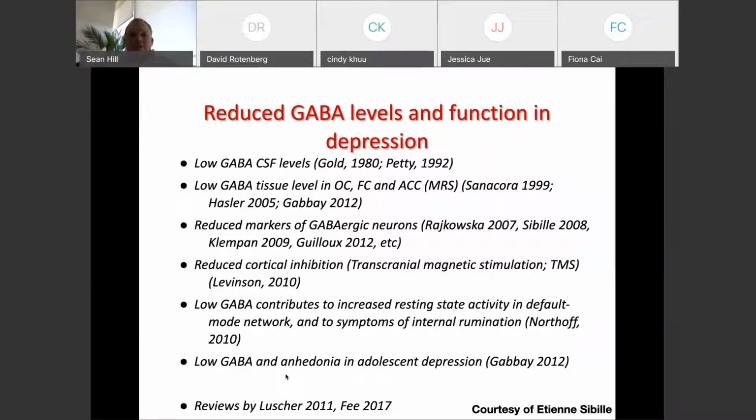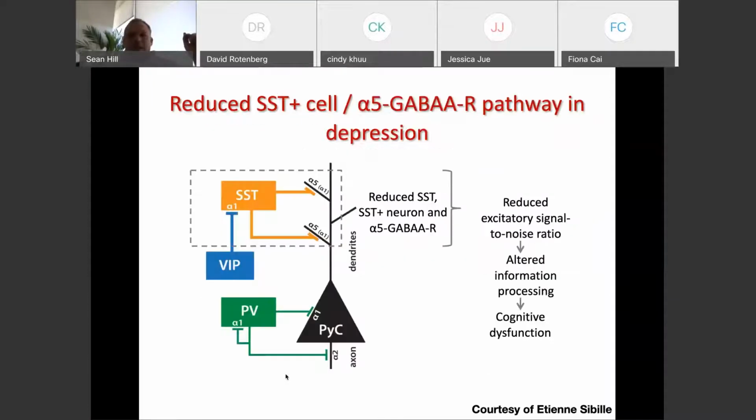And so you can see there's quite a number of observations about this reduction in GABA across many disorders and in different neurons, and the effect of that on default mode networks. And there's a review here cited, so I really appreciate Etienne Sibyl providing these slides. Now, what's important is that when you reduce this inhibition, you're really impacting the excitatory signal to noise ratio. You're altering the information processing, and this is associated with cognitive dysfunction. And this very core circuit of the Martinotti cells, or somatostatin positive neurons, onto pyramidal cells really has a direct impact on cognitive function.